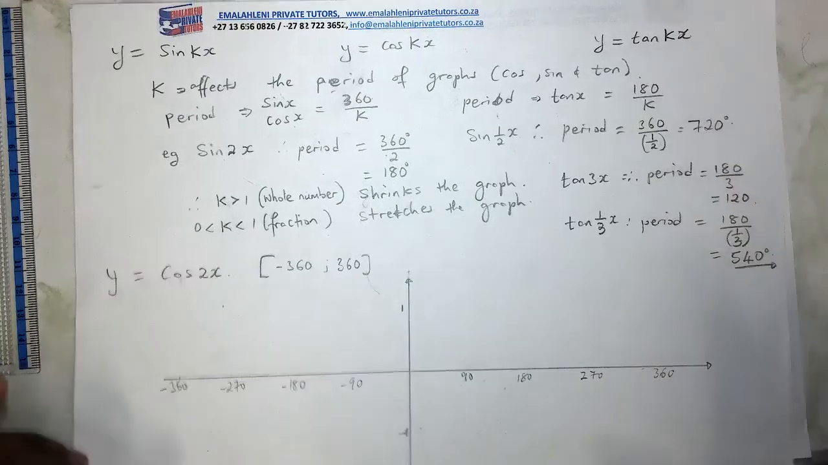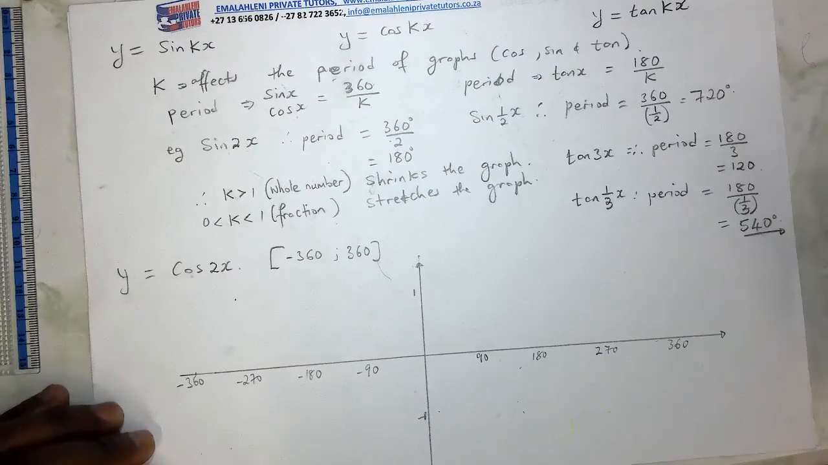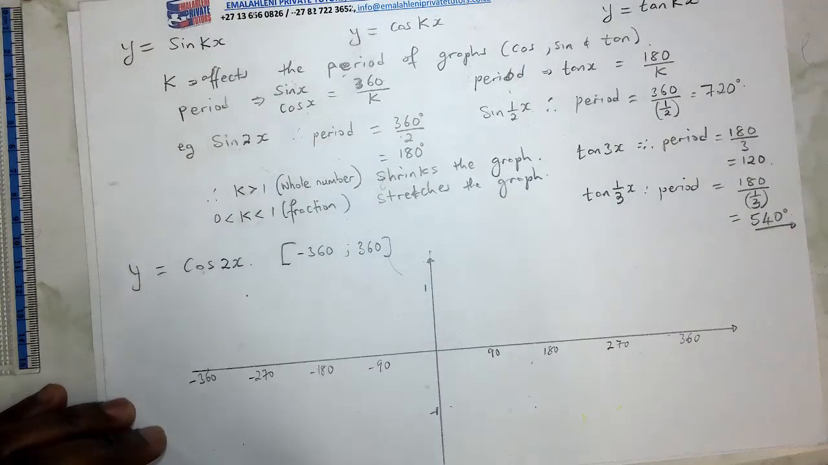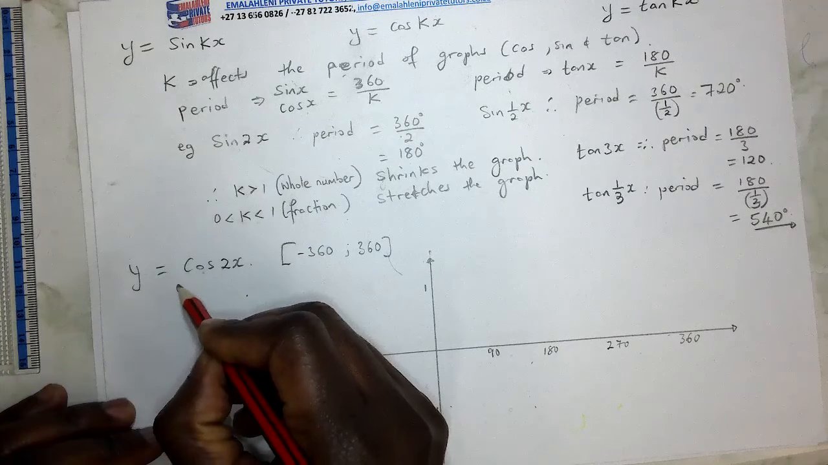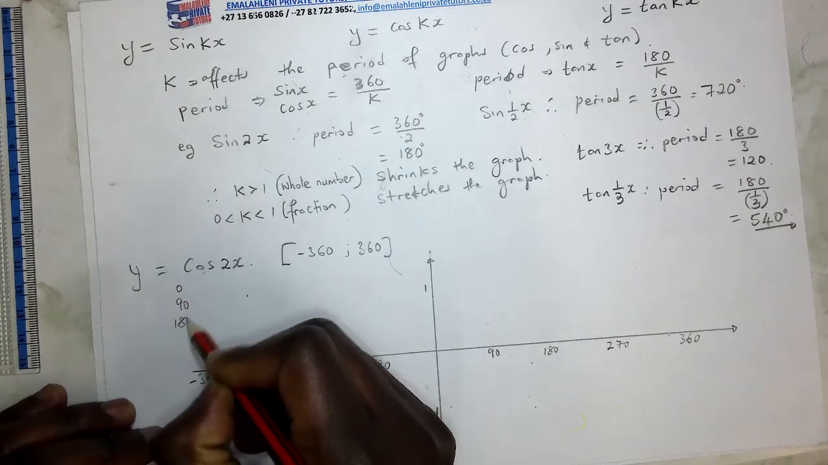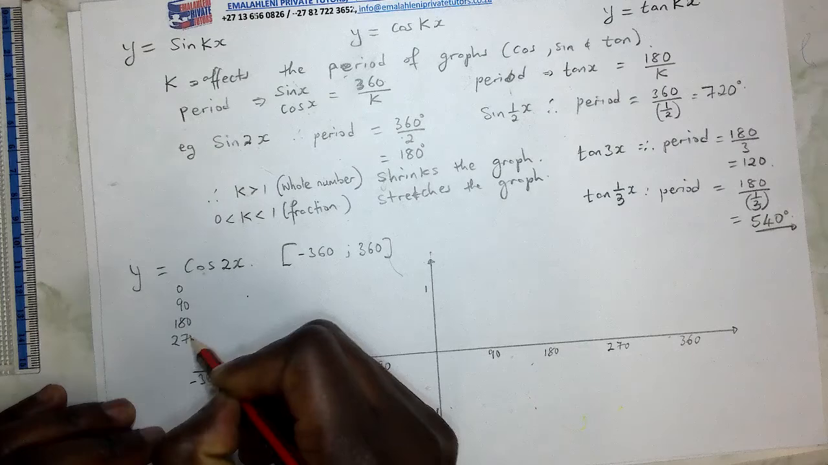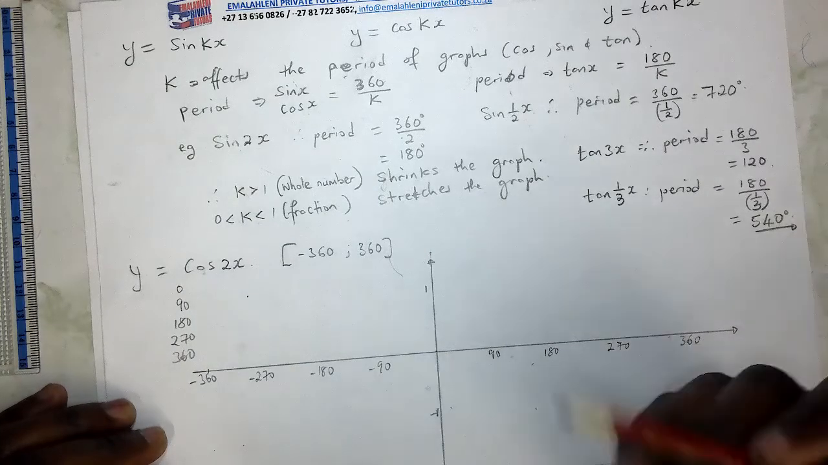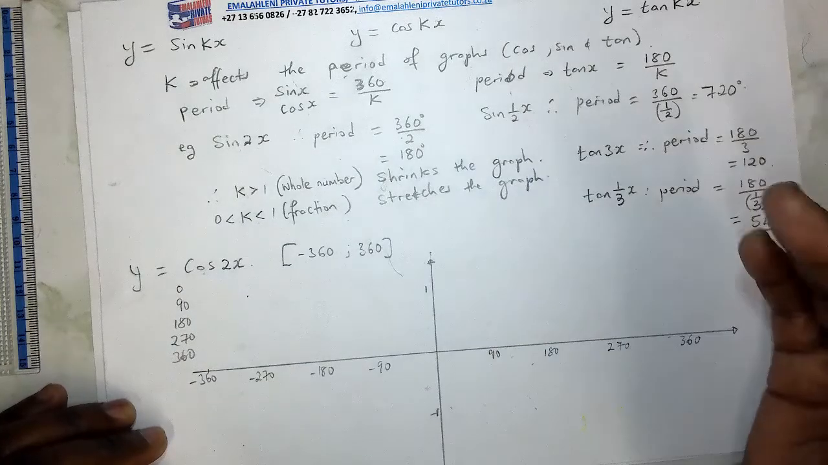Now, how do you sketch this type of graph? Remember what you need to master here: the major intervals 0, 90, 180, 270, and 360. These are the major intervals that you must always work with when sketching the graph. You know very well that the amplitude is not affected here. So what do you do now?